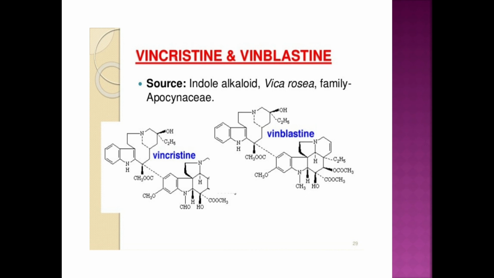Next drug is vincristine and vinblastine. The biological source of vincristine and vinblastine is an indole alkaloid obtained from the whole plant of Vinca rosea or Catharanthus roseus, belonging to family Apocynaceae. These are the two structures of vincristine as well as vinblastine.